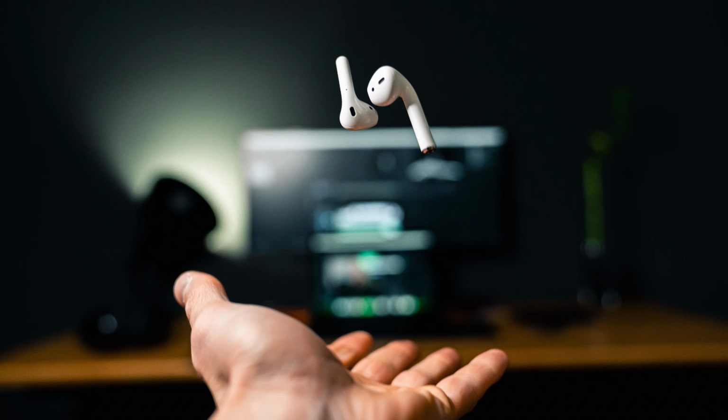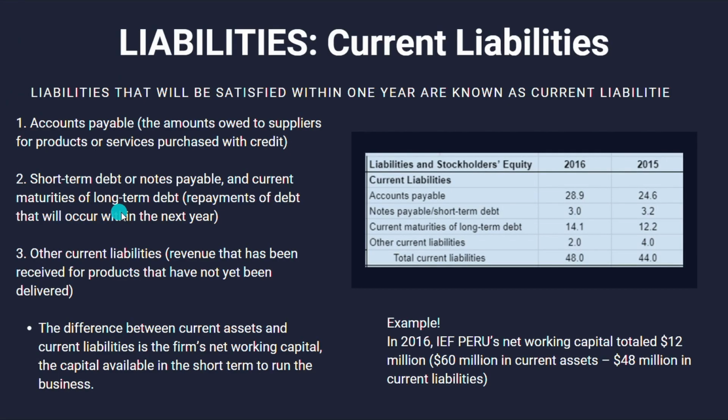Second, short-term debt or notes payable, including maturities of long-term debt, which are all repayments of debt that will occur within the next year. Third, items such as salary or taxes that are owed but have not yet been paid. And deferred or unearned revenue, which is revenue that has been received for products that have not yet been delivered.